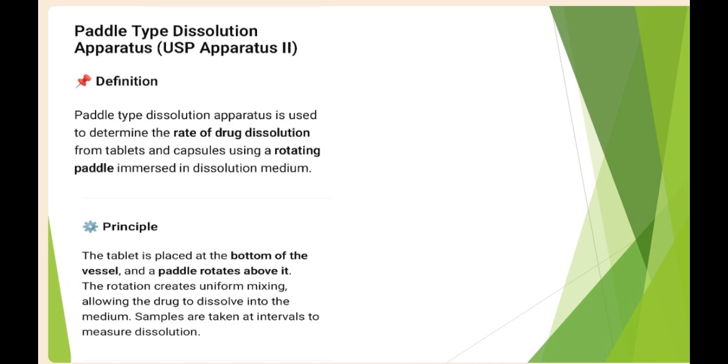Principle of paddle type dissolution apparatus. The tablet is placed at the bottom of the vessel and a paddle rotates above it. The rotation creates uniform mixing, allowing the drug to dissolve into the medium. Samples are taken at intervals to measure dissolution.